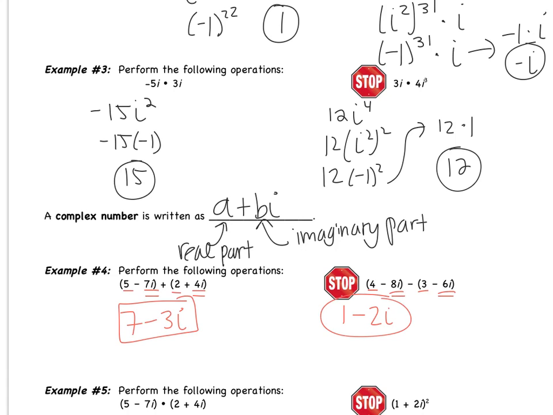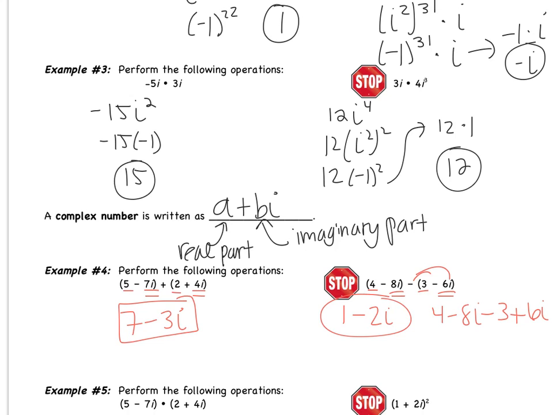Now, that one was definitely more difficult. My suggestion would be to distribute the negative. So that's 4 minus 8i minus 3 plus 6i. I would distribute the negative so that you don't mess up your signs. If you can do it in your head though, that's fine. Now, we only have 2 more examples, so stick with me.